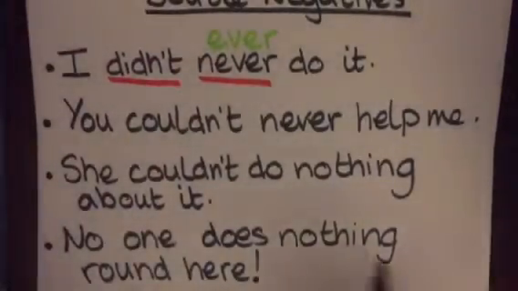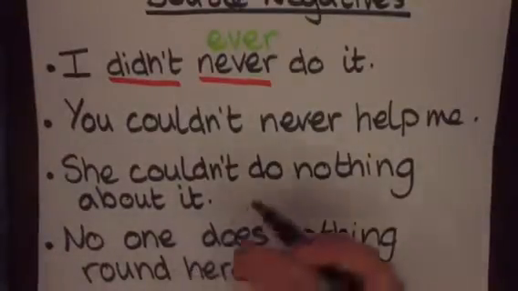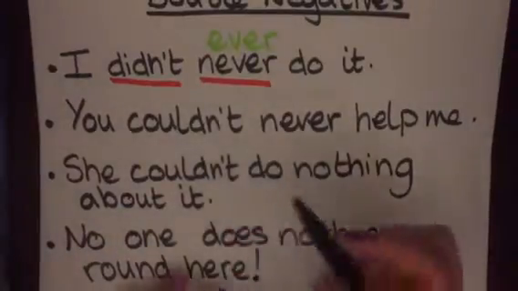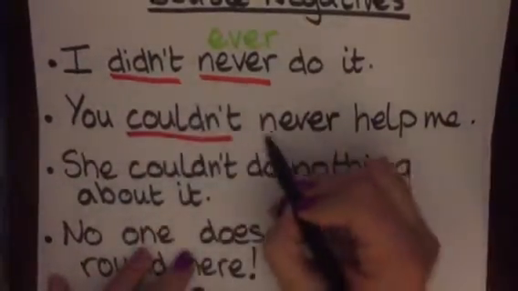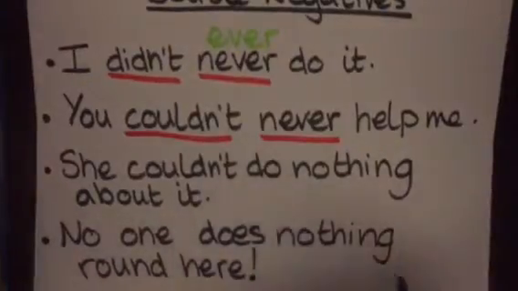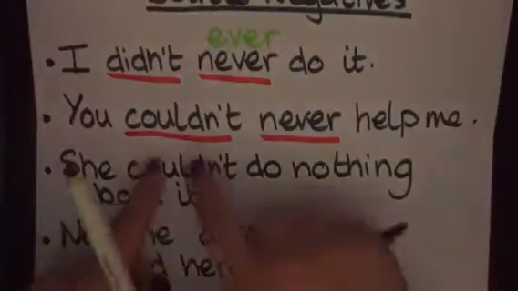Let's look at this one. You couldn't never help me. What you're trying to say is you're no help to me. You couldn't help me. You don't help me. But if you couldn't never help me, that means you could always help me. I know it's confusing. Just think about what you're really saying here.